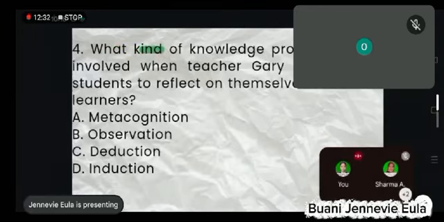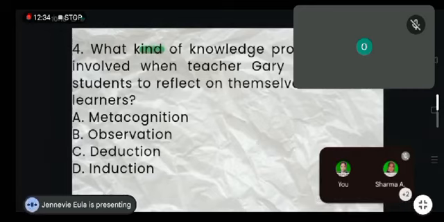Last question. Question number 4. What kind of knowledge processing is involved when Teacher Gary asks his students to reflect on themselves as self-learners? A. Metacognition. B. Observation. C. Deduction. D. Induction. So what do you think, guys, is the correct answer? Right, A. Metacognition.